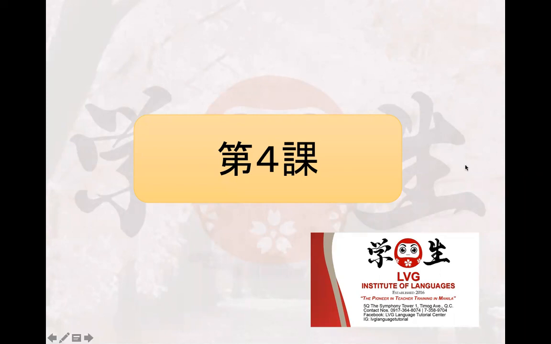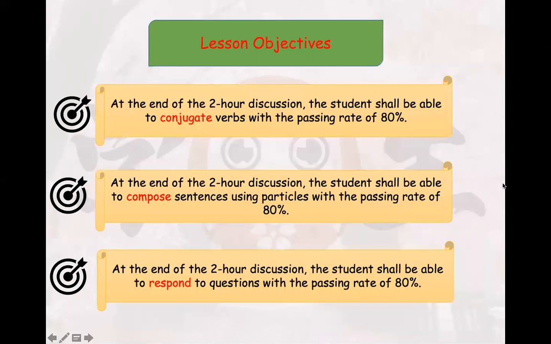So in lesson 4, our lesson objectives are, at the end of the 2-hour discussion, you should be able to conjugate verbs with a passing rate of 80%. Actually, first lesson ito sa ating materials na will talk about verbs and its conjugations. So after the discussion, I am expecting you na you can conjugate verbs with a passing rate of 80%. This is under our cognitive domain.